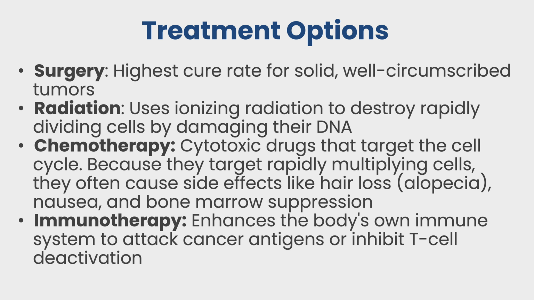What are the treatment options? Like we mentioned before, surgery has the highest cure rate for solid, well-circumscribed tumors. Radiation uses ionizing radiation to destroy rapidly dividing cells. Chemotherapy uses cytotoxic drugs that target the cell cycle. Then you have immunotherapy that enhances the body's own immune system to attack cancer antigens or inhibit the T cell deactivation.